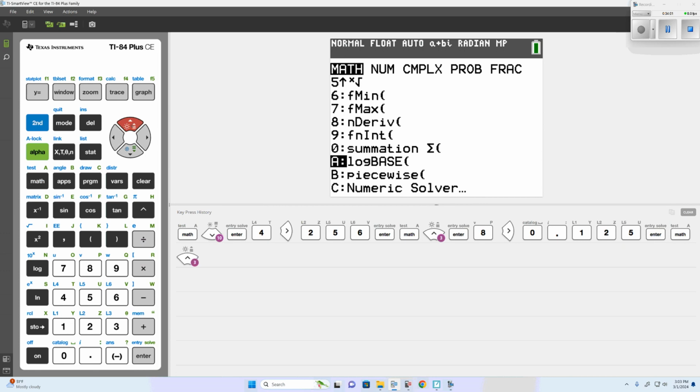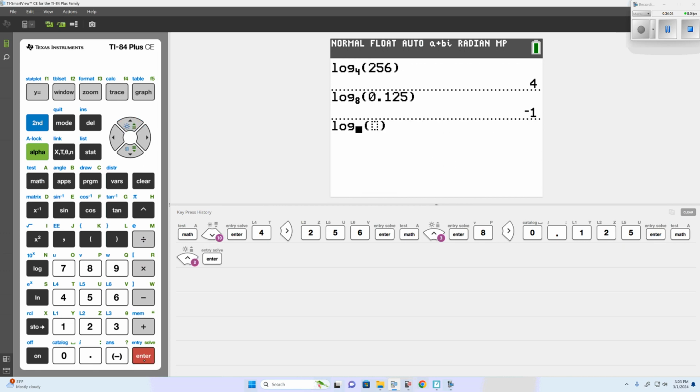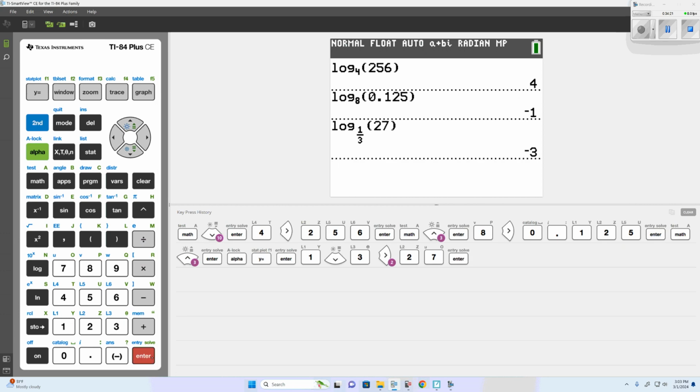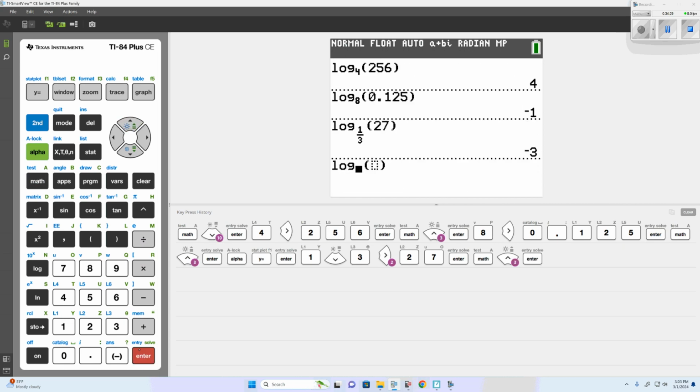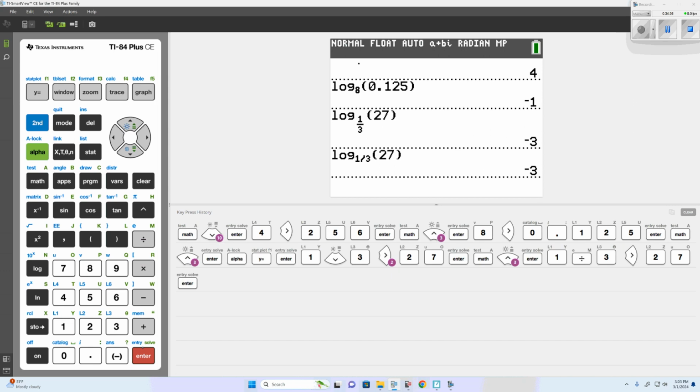Math, log base. So our base this time is 1/3. To get a fraction, we can go alpha, y equals, enter 1/3. And then we would have 27, which is -3. Because log base 1/3 of 27 is still -3.